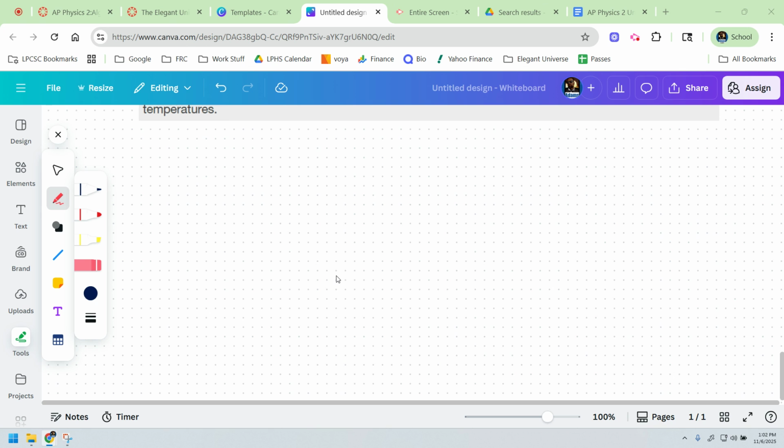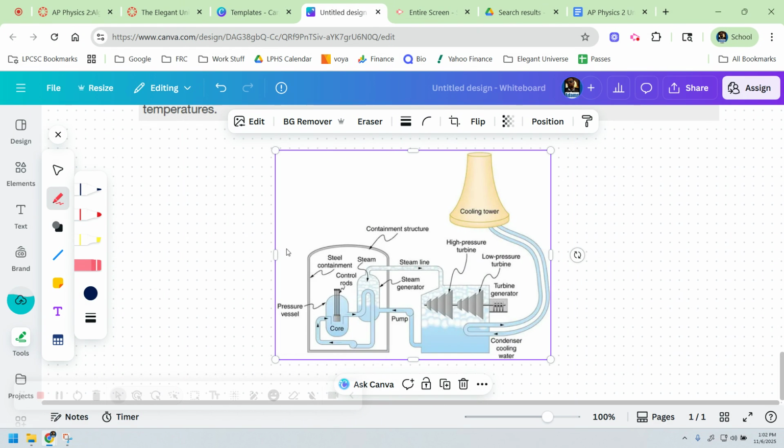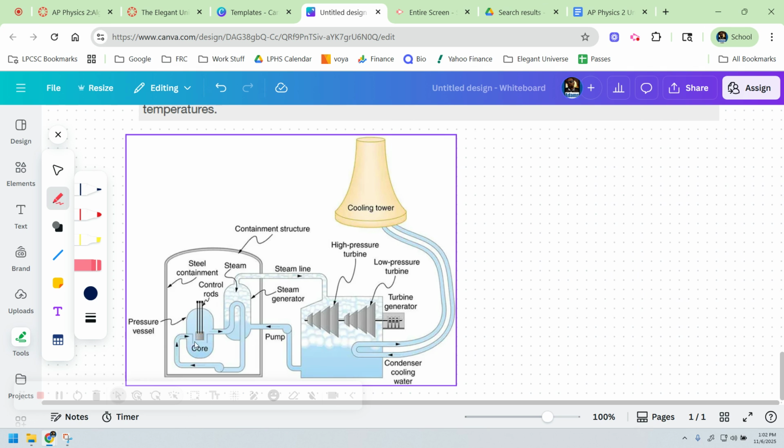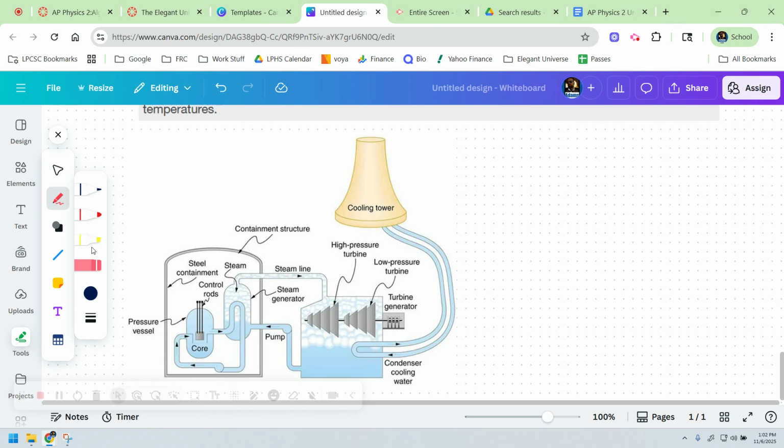So this is a typical nuclear reactor. All right, so you have your control rods, and this is where the nuclear reaction actually takes place. So in the core, that gets really, really hot. And so what that does is heat up this water, and then this water will actually get so hot that it becomes steam.